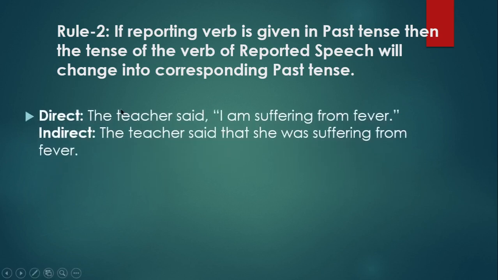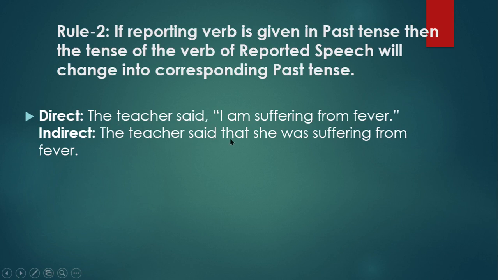So here you see, the teacher said, this is given in past tense. So we are supposed to change this sentence into past tense. Okay, so let's try to change it. Firstly, the teacher said. We will write down the teacher said. And for inverted comma, we will use that. And this I will change according to the teacher.